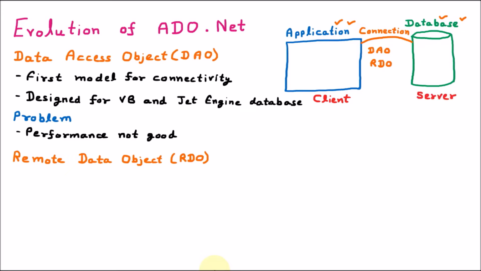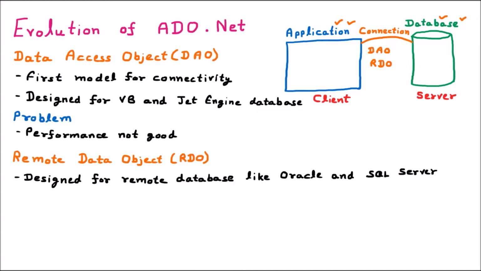So for client server connectivity, whenever your database is not present on your system and is somewhere far, remotely present, we use this RDO, Remote Data Object. This RDO is used to connect remote databases like Oracle and SQL Server. It is designed basically for connecting remote databases, Oracle and SQL Server. Now, if we talk about the problems with RDO, it is not as efficient as ADO.NET.